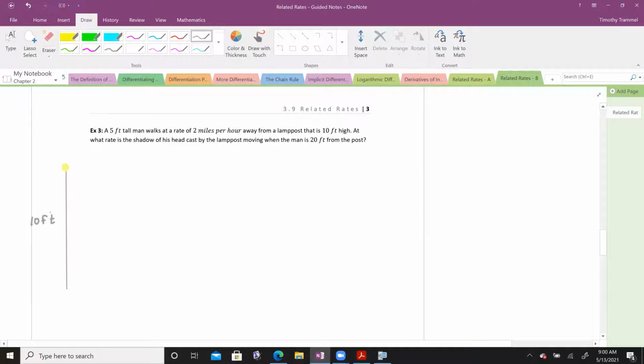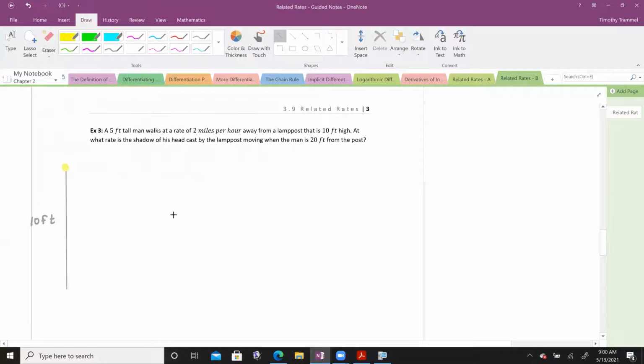And it says, at what rate is the shadow of his head cast by the lamppost moving when the man is 20 feet from the post? So what we're really trying to figure out here is how fast is this person's shadow moving? That's what the question's actually asking. And let's also sketch in the person here real quick.